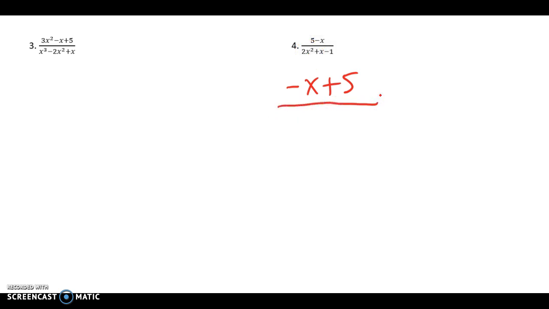Next, I need to factor the denominator. So we should be able to factor that. 2x squared, we've got to have 2x and x. To get the 1, we need 1 and 1. We need to figure out how we're going to get positive x in the middle. So plus 1 here, minus 1 over here. So we've got things factored.